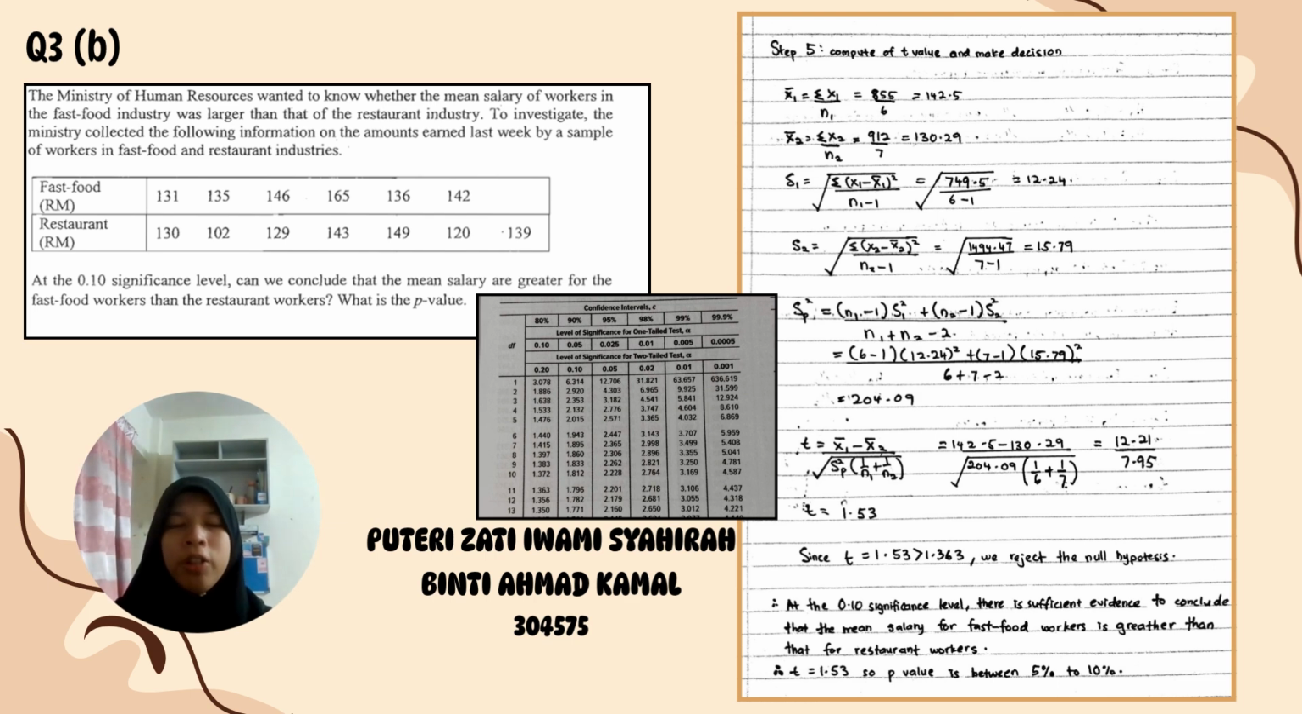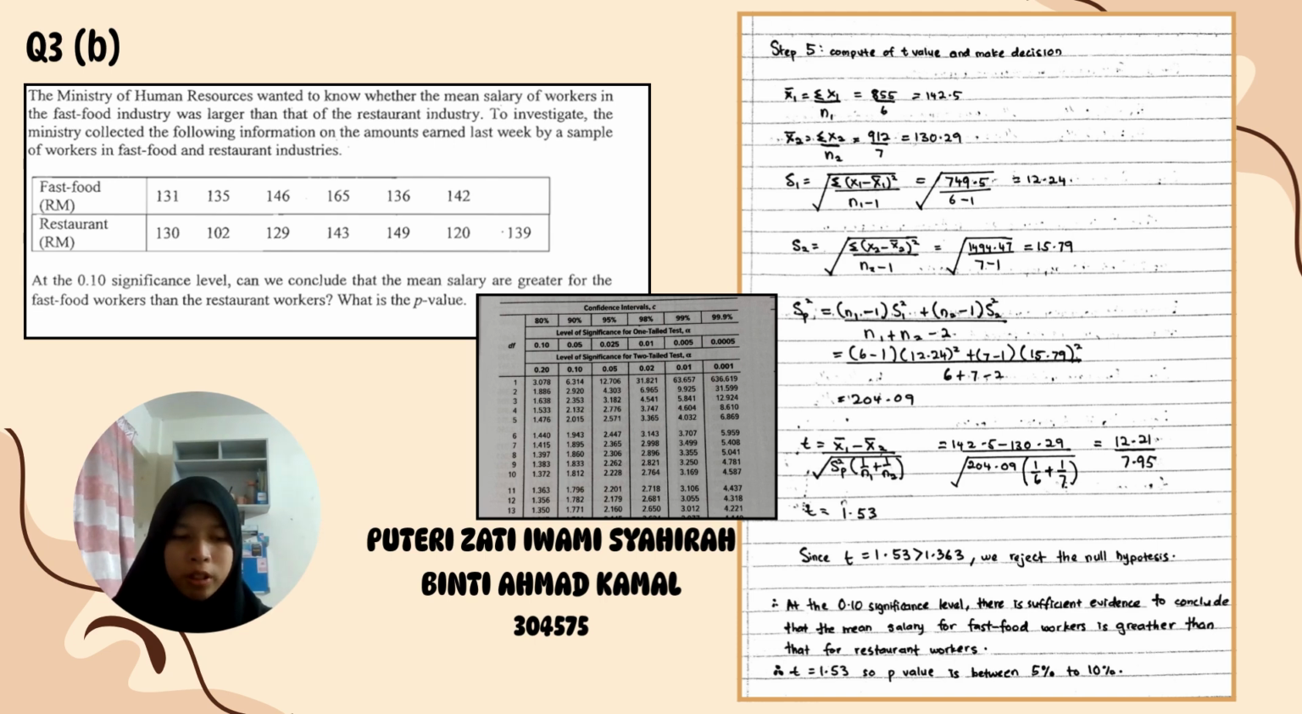Next, we determine the value of t. The formula is x bar 1 minus x bar 2 divided by the square root of the pooled sample variance times 1 per n1 plus 1 per n2. We got 142.5 minus 130.29 divided by the square root of 204.09 times 1 per 6 plus 1 per 7. And then we got t, which is 1.53.